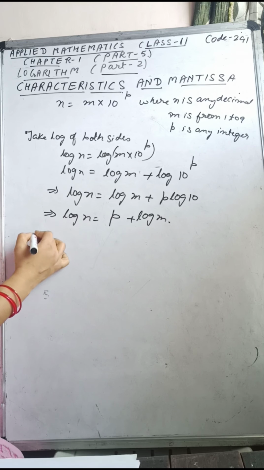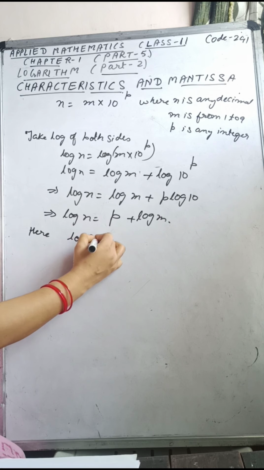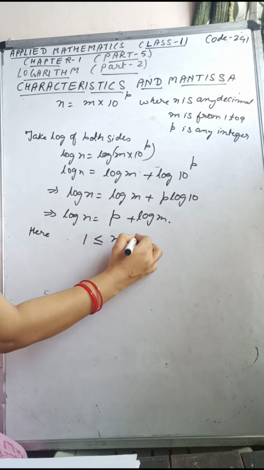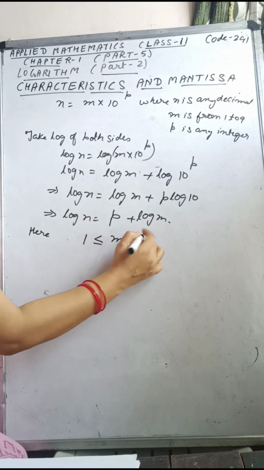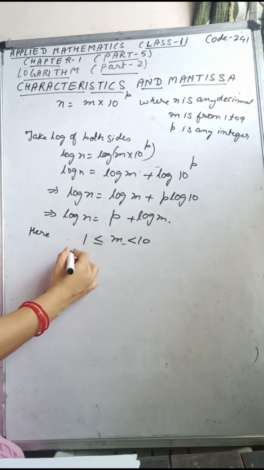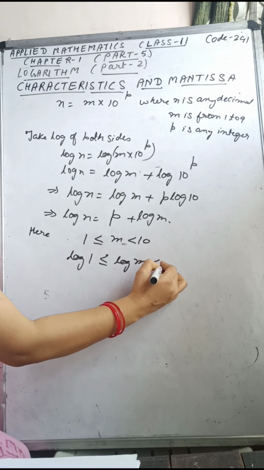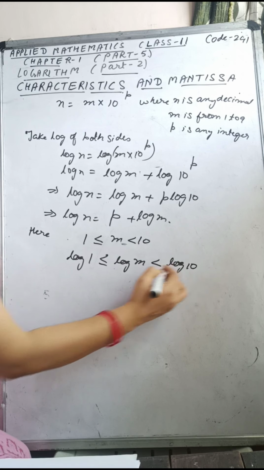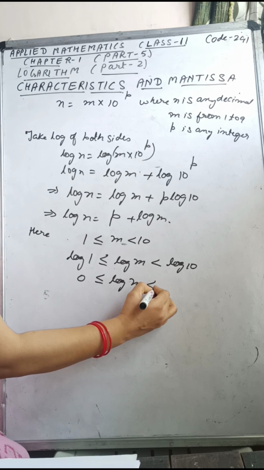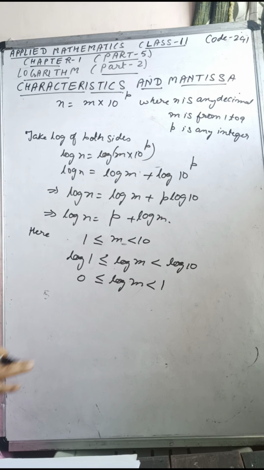Okay, so here, taking log of, let us write 1 is less than or equal to m, which is less than 10, because m is from 1 to 9 only. Taking log of this inequality, we get log of 1 is less than or equal to log of m, which is less than log of 10. Now log of 1 is 0, which is less than or equal to log of m, which is less than log of 10, which is 1. It means this log of m lies between 0 and 1.